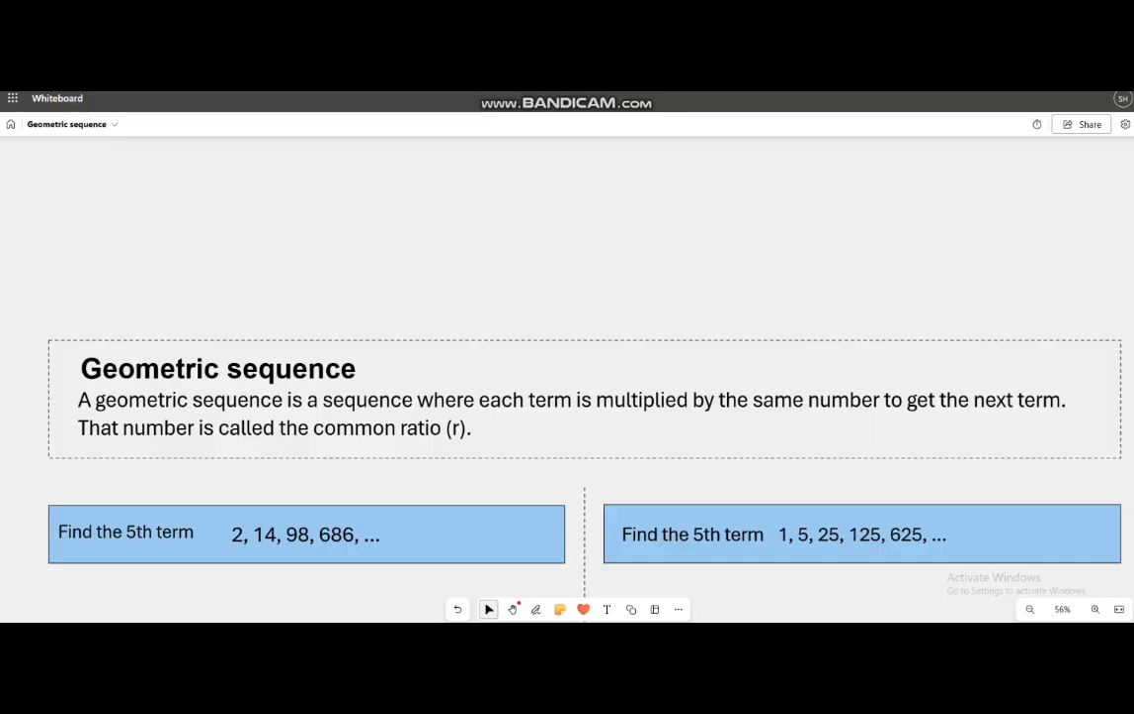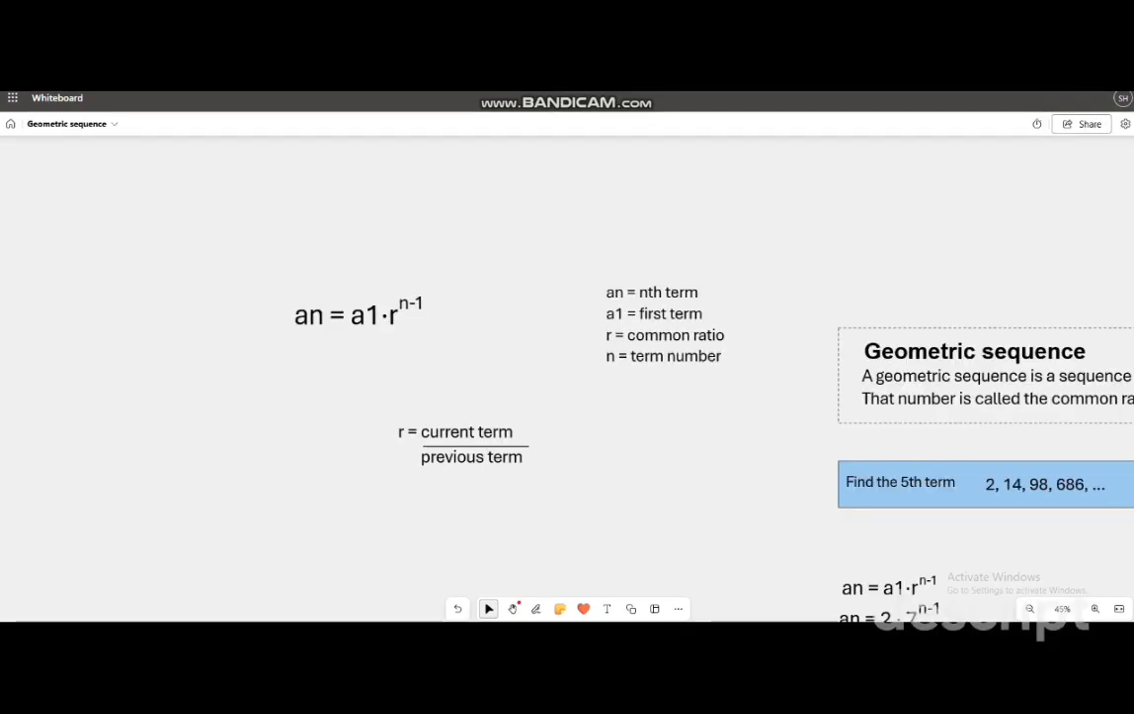Geometric sequence. A geometric sequence is a sequence where each term is multiplied by the same number to get the next term. That number is called the common ratio. And this is the formula for the geometric sequence. The nth term is represented as an, the first term is represented as a1, the common ratio is represented as r, and the term number is represented as n. To get the common ratio, we will just divide the current term by the previous term.